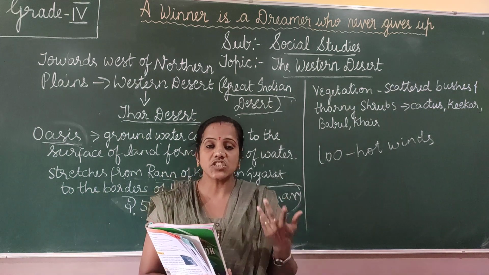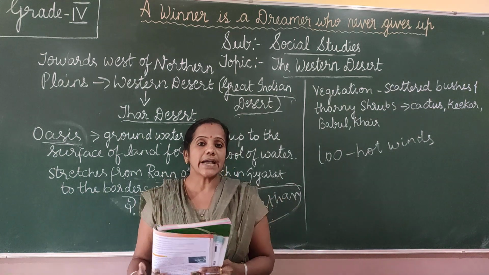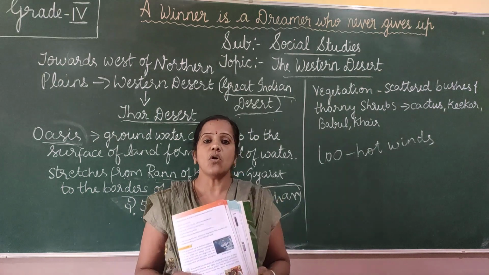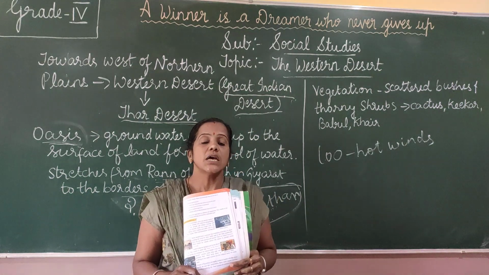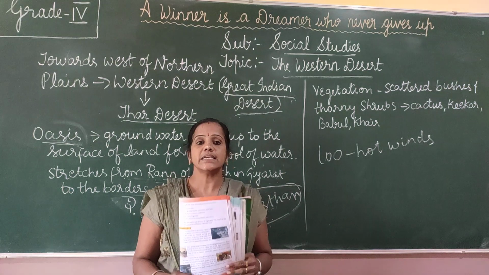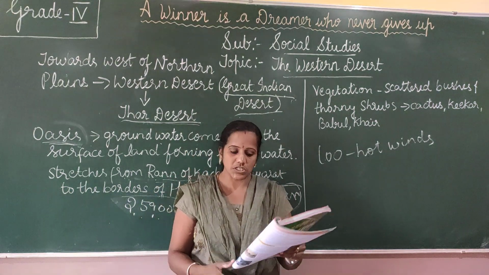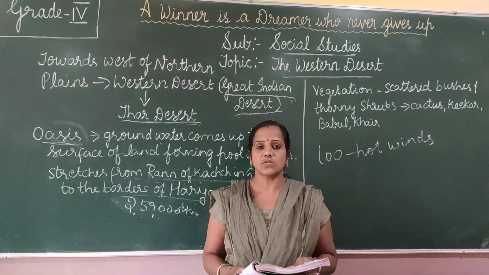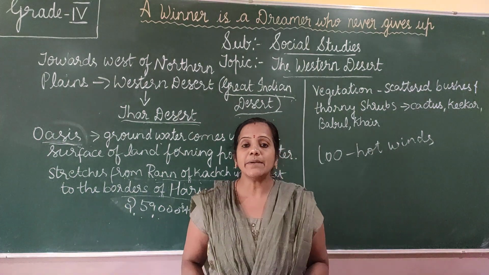And the temperature decreases. So the nights are very cold here, but the days are too hot. Okay, so the climate is very hot and dry in the desert region. And they have received only less rainfall also. So this is about the climatic conditions.